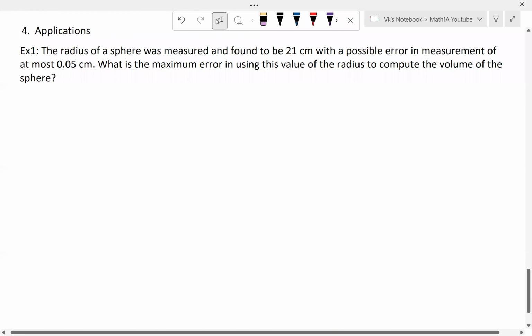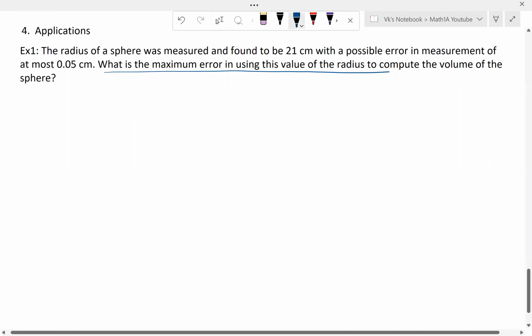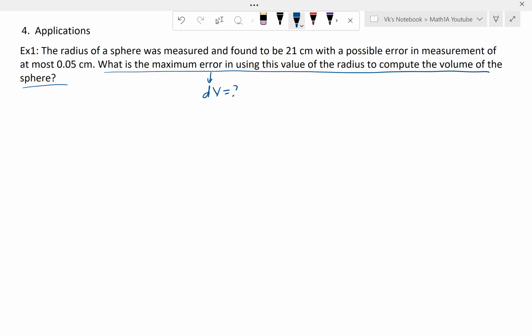Application. Example 1. The radius of a sphere was measured and found to be 21 centimeters with a possible error in measurement of at most 0.05 centimeter. What is the maximum error in using this value of the radius to compute the volume of the sphere? So what is being asked here is, what would dV be equal to? We are given a possible error in measurement of the radius. So that is the dr, 0.05.